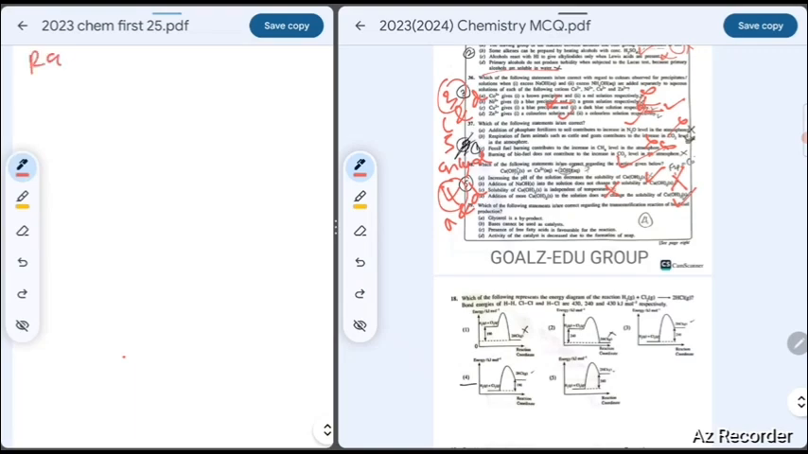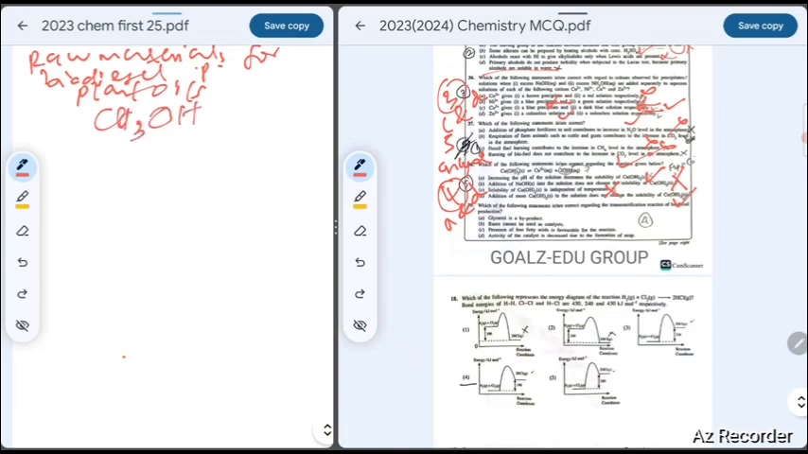So the raw materials that we need for the biodiesel production are what? We need plant oils. From that we get glycerol, right? And we need methanol, CH3OH, and we need sodium hydroxide, which we take as the catalyst. So we need these raw materials.